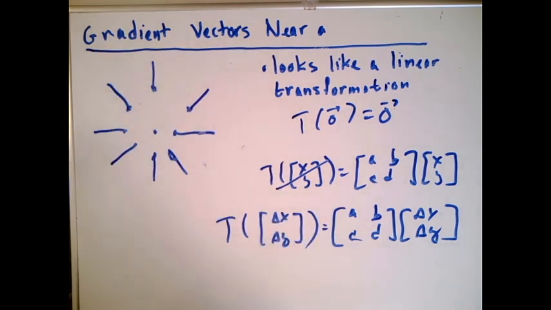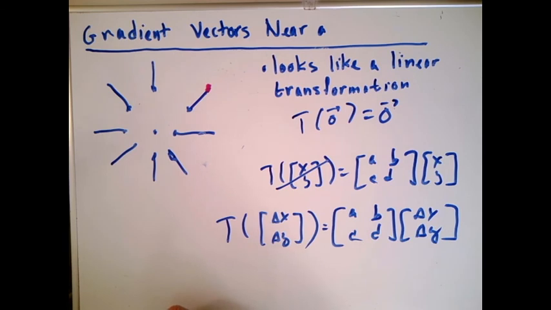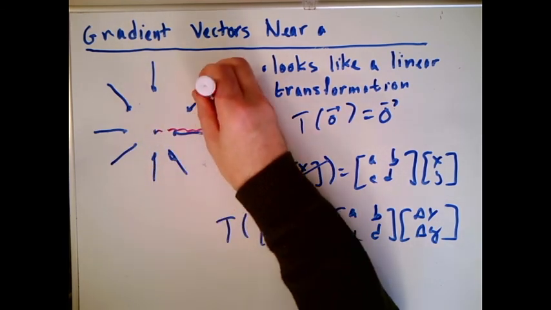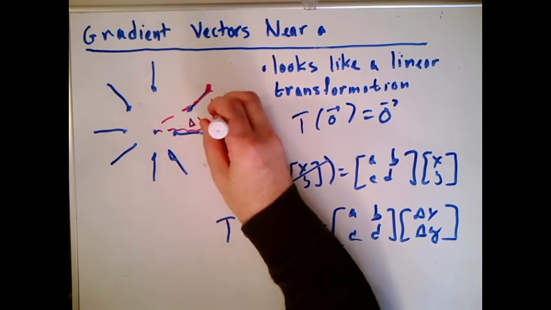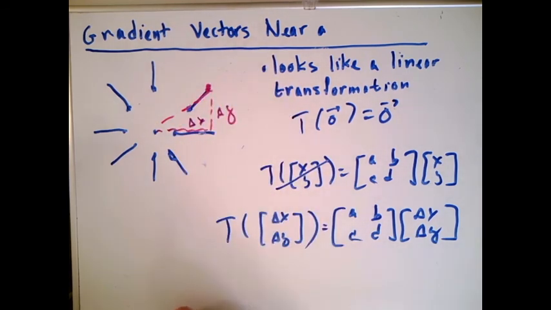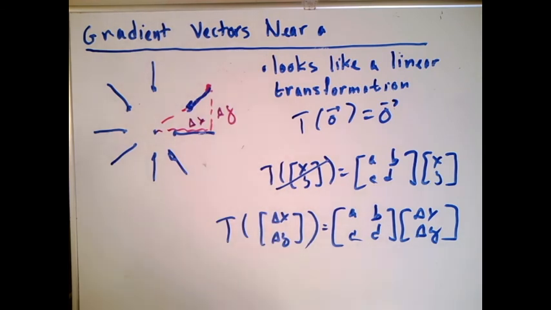Now remember what we're doing. We're plugging in a point. For example, what point am I plugging in? I'm plugging, for example, that point in there, right? Where from here to here, remember this can be very small, this is going to be delta x, this is going to be delta y. And the answer, after we plug it into the linear transformation, is going to be this vector that's coming back this way. So what happens is, this is a linear transformation.